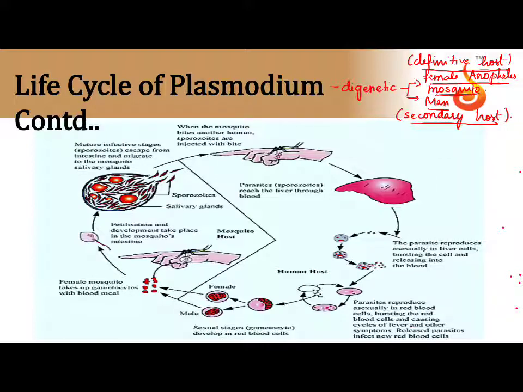In the female Anopheles mosquito, they complete their sexual reproduction, and hence we call it the primary host. While in man, we call them the secondary host because Plasmodium completes its asexual reproduction in them.